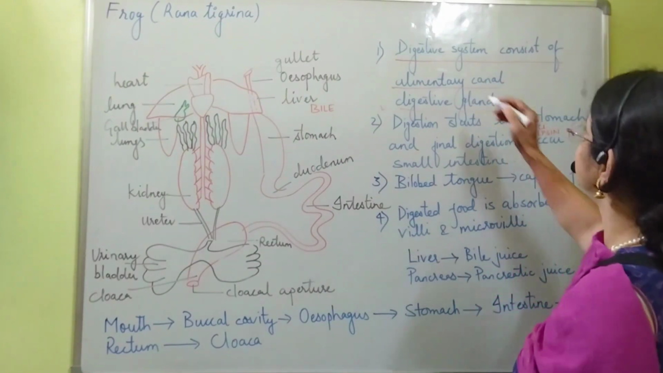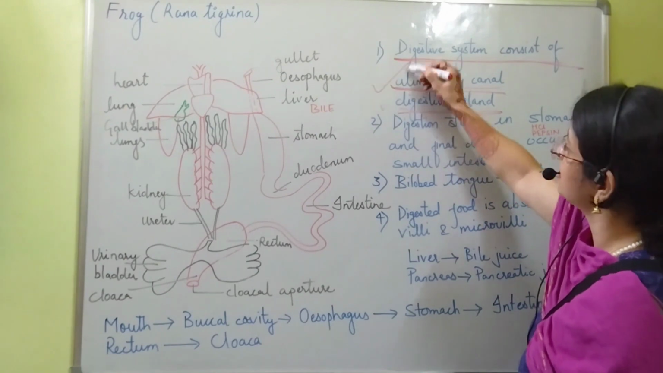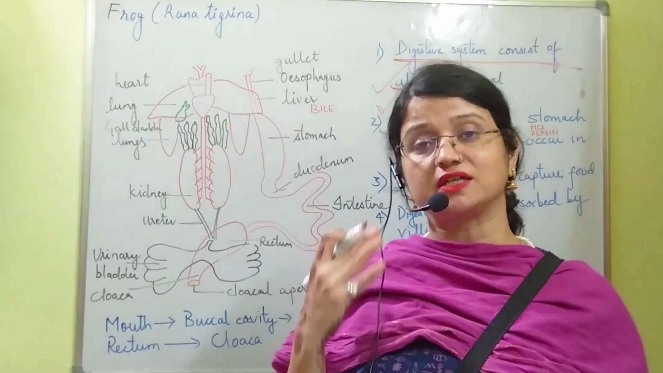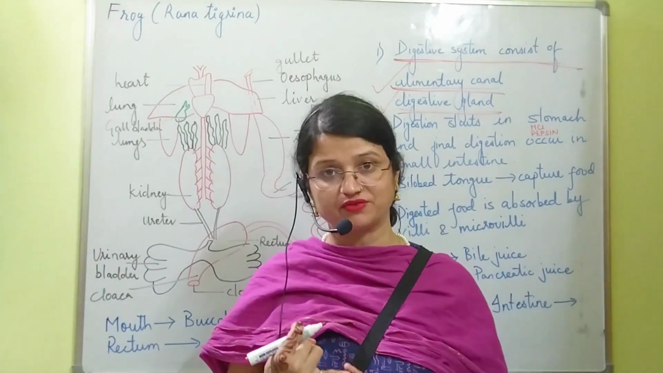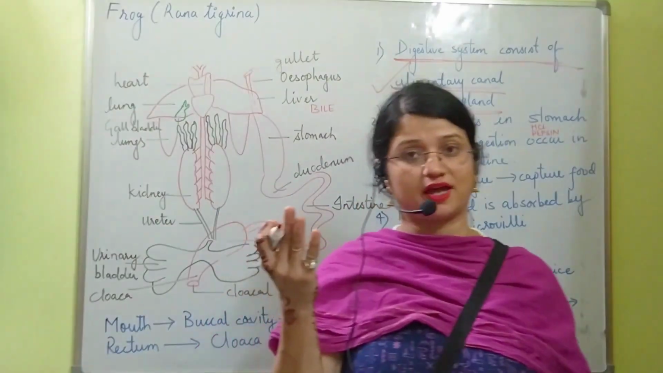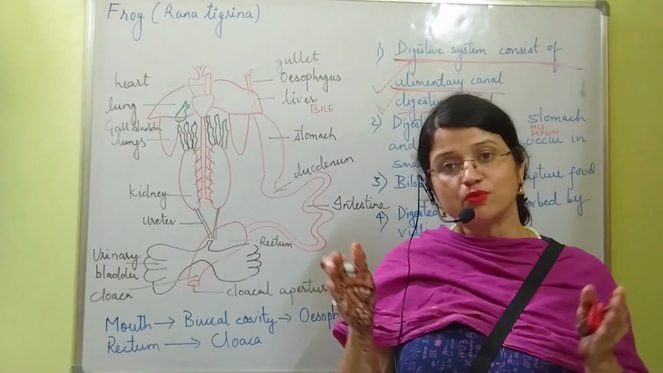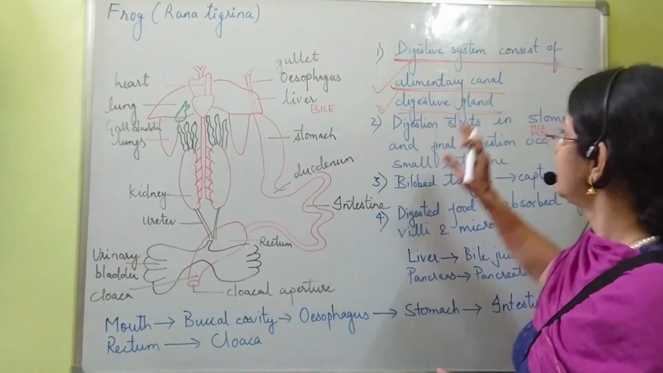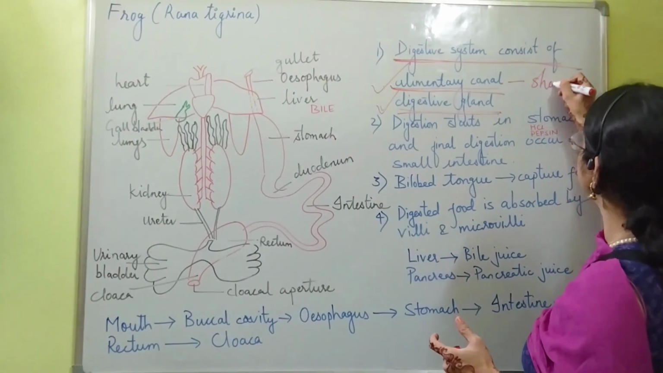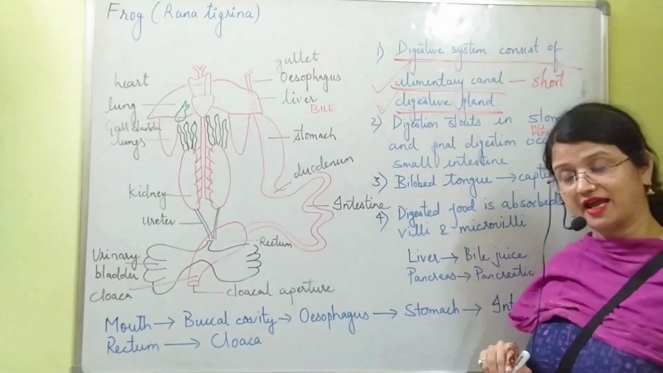Now here we can see that the digestive system consists of what? Alimentary canal and digestive glands. So here the digestive system in the case of frog, it consists of alimentary canal which is short as compared to the other organisms. Why? Because it is long in herbivores, a little smaller in omnivores, and in carnivore, frog is carnivore, so their alimentary canal is shorter. And it also consists of digestive glands.